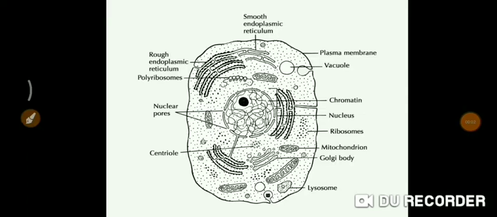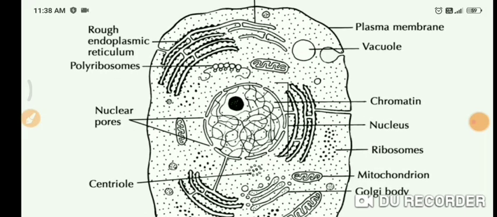In the previous lecture, we studied introduction of cell, its discovery, unicellular and multicellular organisms. Today, I shall be dealing with the structure of cell. As you can see, here is a structure of animal cell in which nucleus is there in the center.